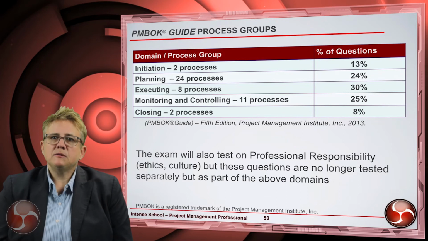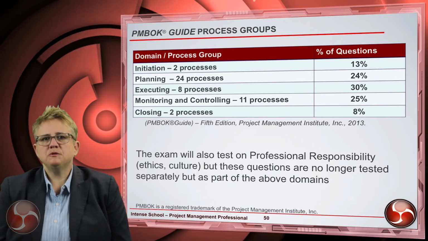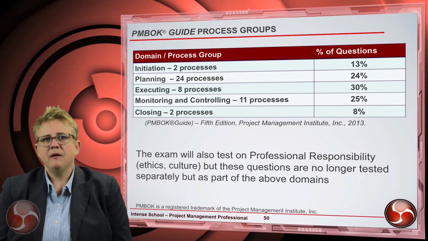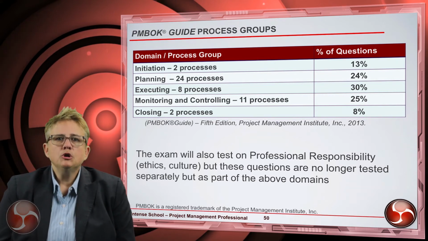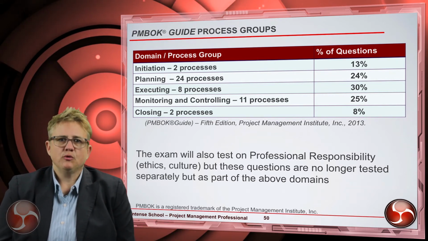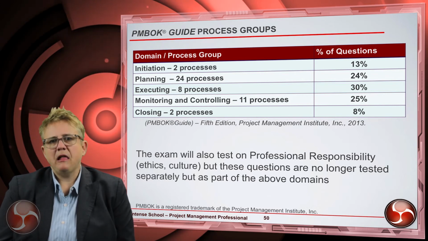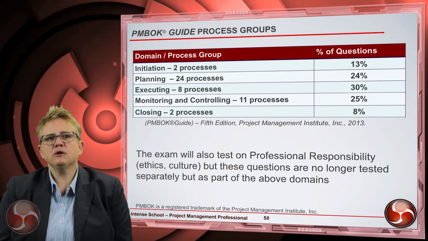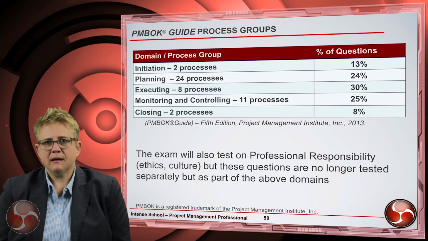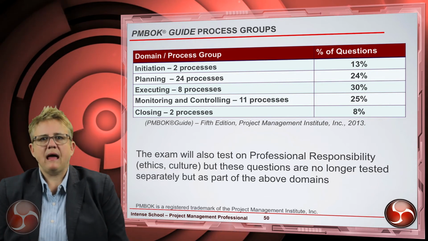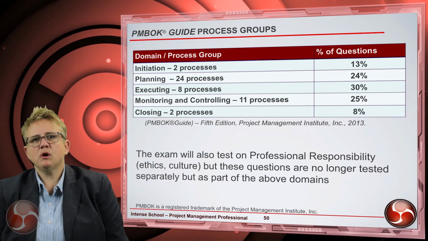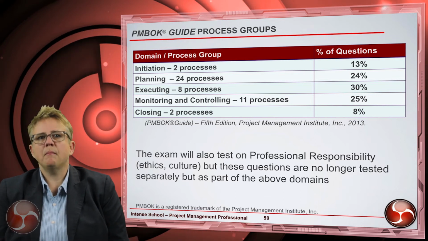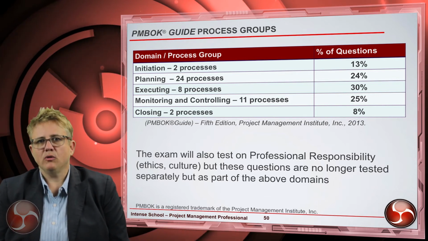Now, not to be confused with the process groups that go across the top of the chart, and again, you can refer back to page 61. So we have 5 process groups: initiation, planning, executing, monitoring, controlling, and closing. And you can see the breakdown of the testable pieces. So you can see the vast majority of your exam comes from planning, executing, monitoring, and controlling.